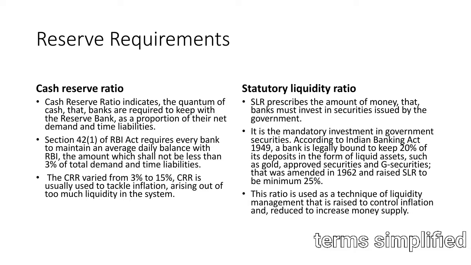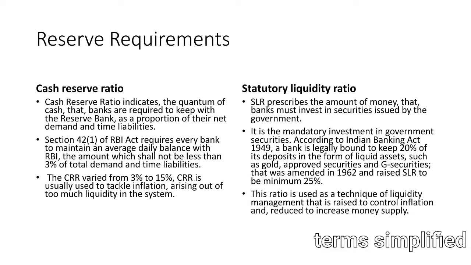The secondary and supplementary reserve requirement is statutory liquidity ratio. SLR prescribes the amount of money that banks must invest in securities issued by the government. It is the mandatory investment in government securities. According to the Banking Regulation Act 1949, a bank is legally bound to keep 20% of its deposits in the form of liquid assets, such as gold, approved securities and G-secs.